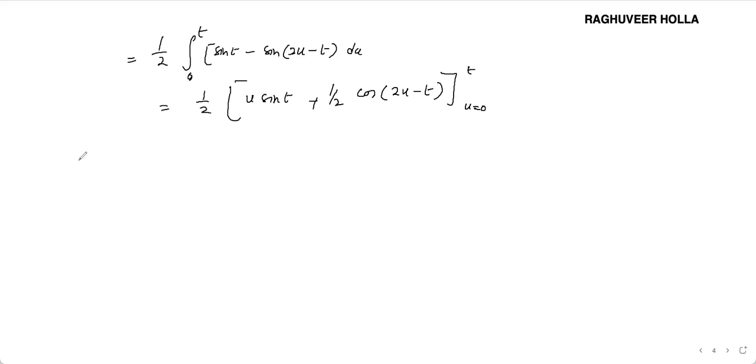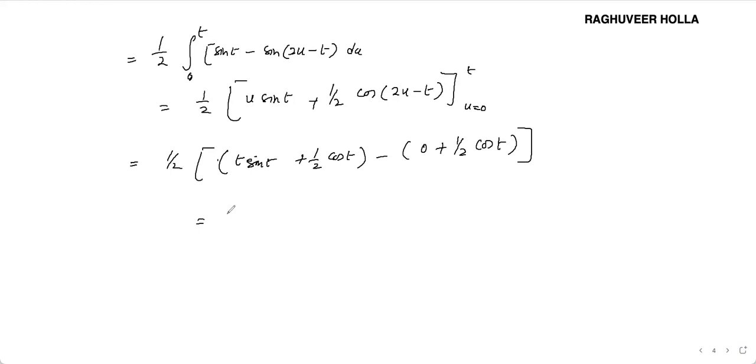Therefore, this would be half, substitute it, that is t sin t plus half cos t minus 0 plus half cos t, okay, which is equal to half t sin t, or t sin t divided by 2.